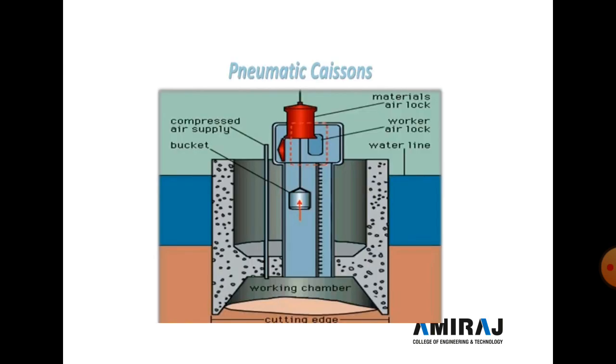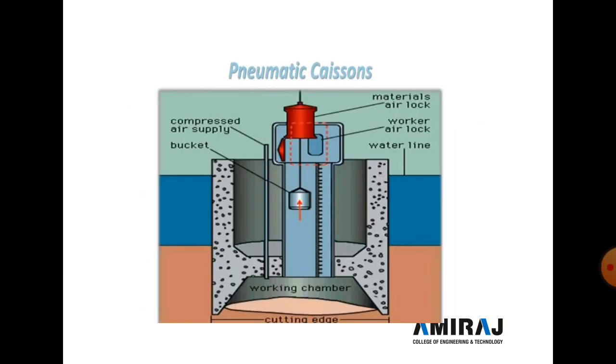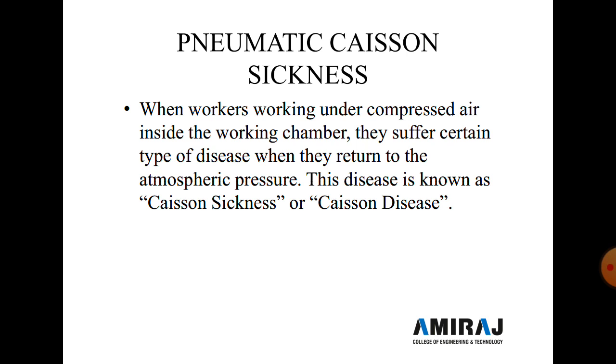Here the figure of the pneumatic caisson is seen. In this figure, a compressed air supply pipe is given, then a bucket for removing the material, and there are two airlocks. One airlock is for removing the material, and the second airlock is for the entry or exit of the workers. Here the working chamber is provided at the bottom and a cutting edge is provided at the bottom of the pneumatic caisson.